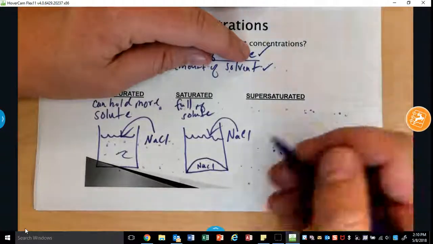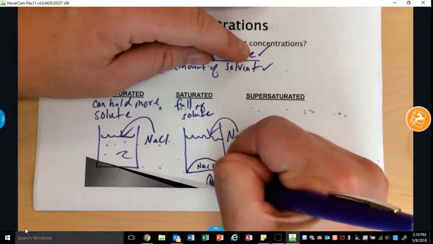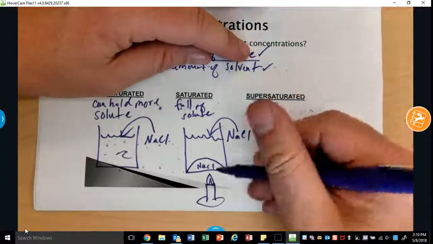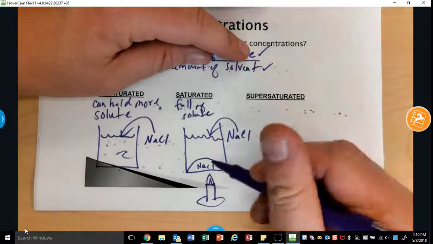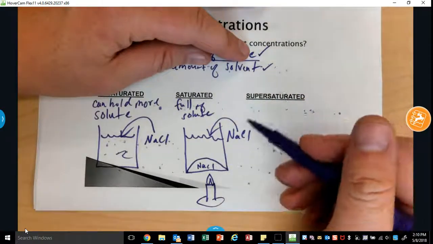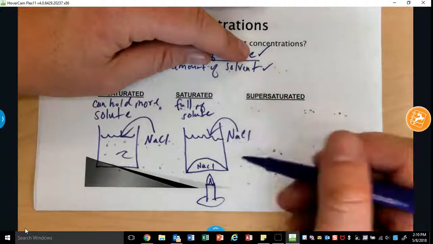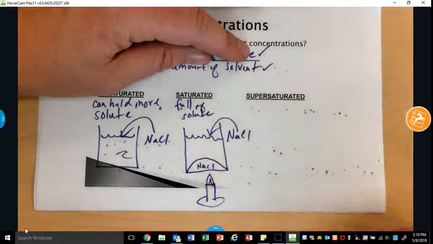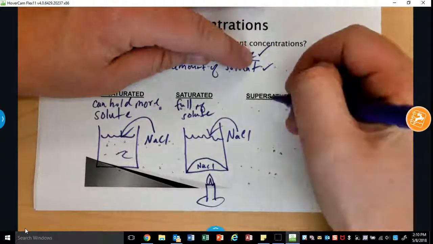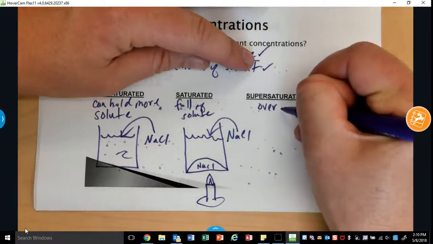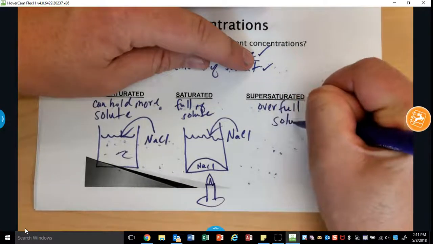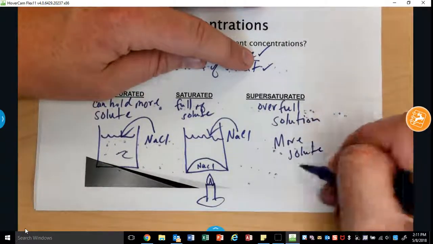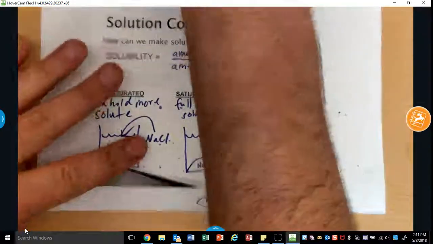Supersaturated solutions occur when we take a saturated solution and heat it. So there's a candle or a Bunsen burner underneath. We heat it. Now, when we heat that saturated solution, it will be able to hold more solute. Once we cool it down, that solute will stay dissolved, but it's a very unstable mixture, and so a slight change can cause it to come out of solution. So a supersaturated solution, I guess you could say, is kind of an overfull solution. It has more solute than it usually could at a given temperature.